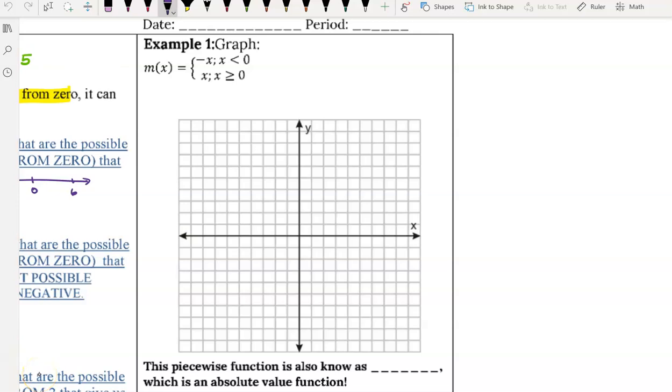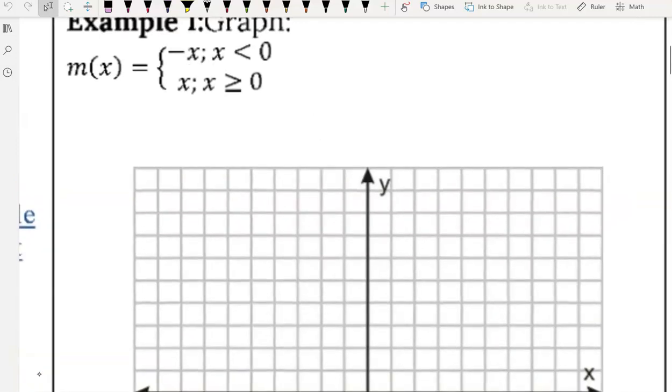Example 1-6, graph. M of x equals, we have two pieces here for this piecewise. The first piece is negative x only when x is less than 0, students. And the second piece is x when x is bigger than or equal to 0. So we will make a chart.